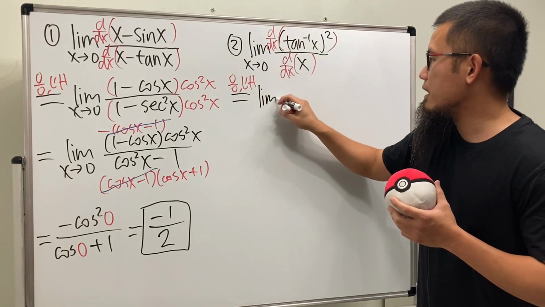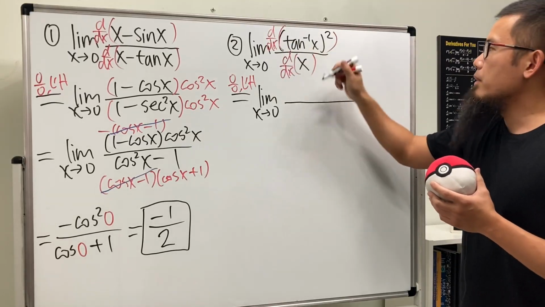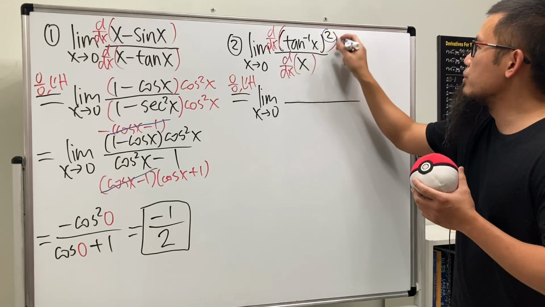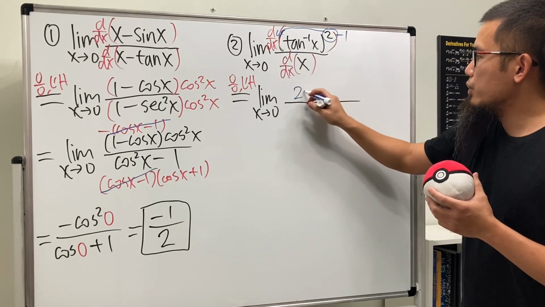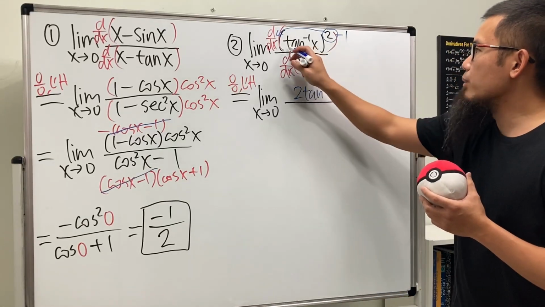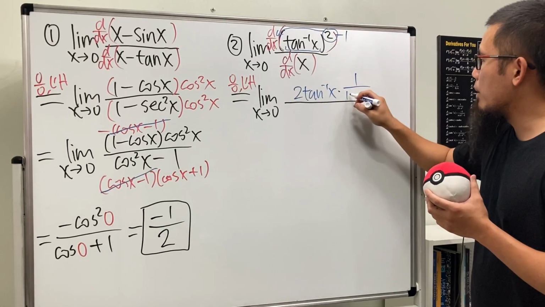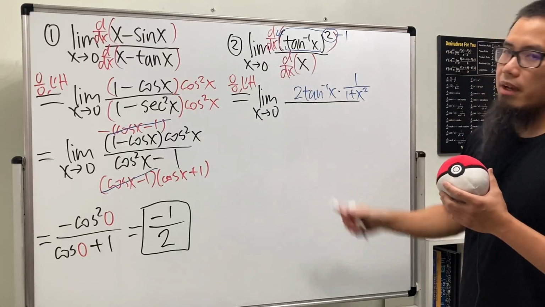Okay, this is the limit as x approaching 0. The derivative of the top, well, we'll just bring the 2 to the front. I'll put this down in blue so that it stands out better. And then minus 1. So we get 2 times inverse tangent of x. But we will have to multiply by the derivative of this because of the chain rule. So multiply by 1 over 1 plus x squared. And you see that on the bottom, the derivative of x is just equal to 1.